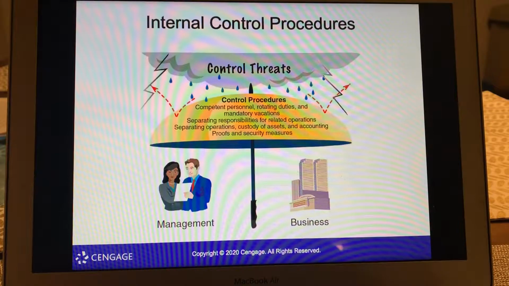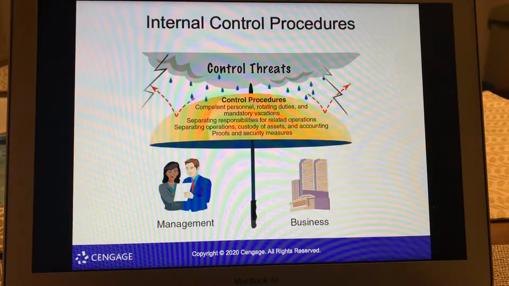Again, here's the internal control procedures illustration. There's all the threats, and there's management, and the business is protected. Don't forget, Sarbanes-Oxley prevents this. This umbrella applies to all companies, especially if they're publicly traded. But these same strict procedures, I guess, went down to smaller companies and enterprises as well.